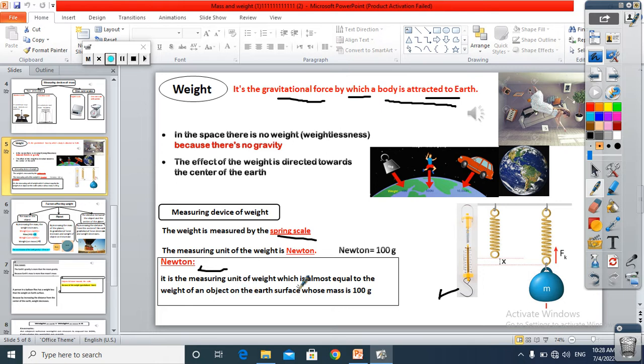If I ask you what is meant by Newton, you will tell me Newton is the measuring unit of weight, which is almost equal to the weight of an object on the Earth's surface whose mass is 100 gram. This point is very, very important. This means that if the weight of the object equals 1 Newton, its mass equals 100 gram. If I give you a ball and tell you its weight is 1 Newton, you will know its mass is 100 gram.